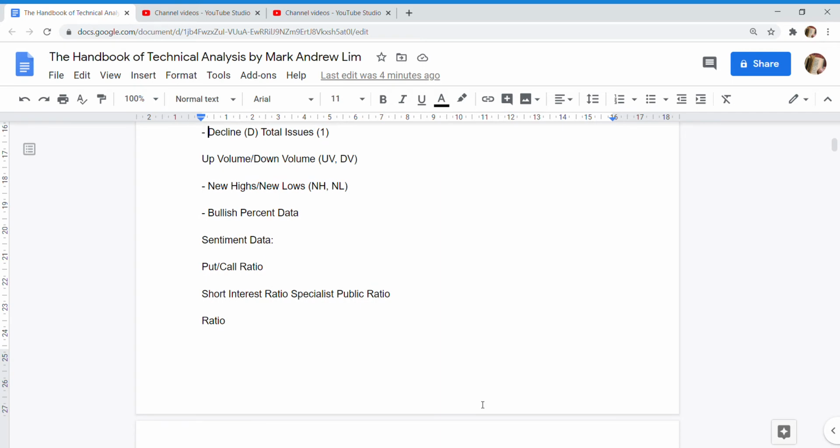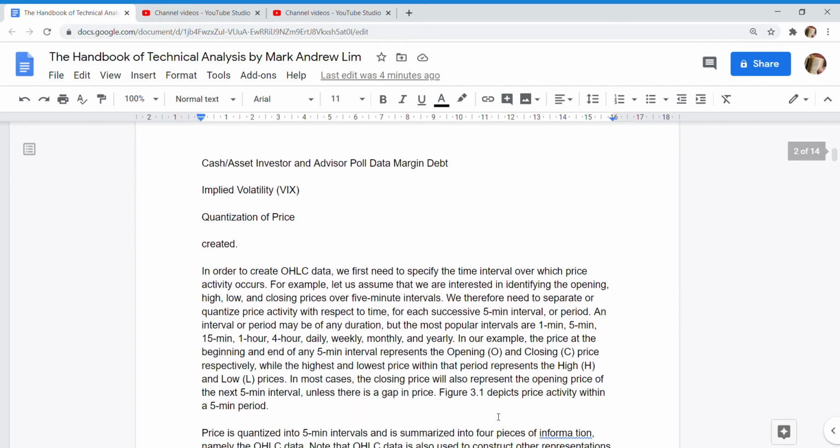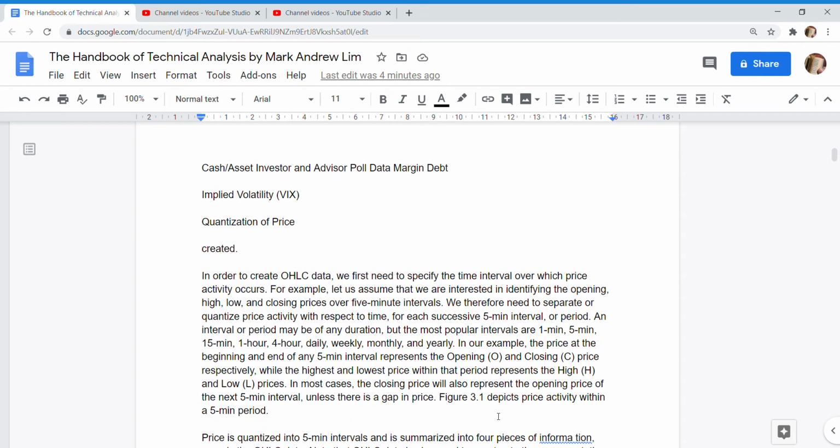Bullish percent data. Sentiment data: put call ratio, short interest ratio, specialist public ratio, cash asset ratio, investor and advisor poll data, margin debt. Implied volatility, VIX.